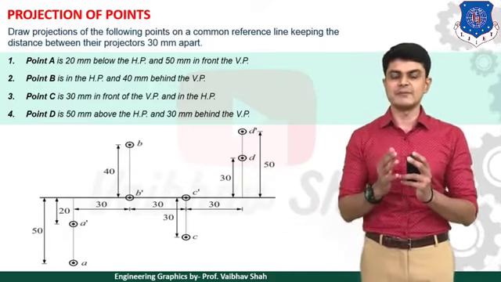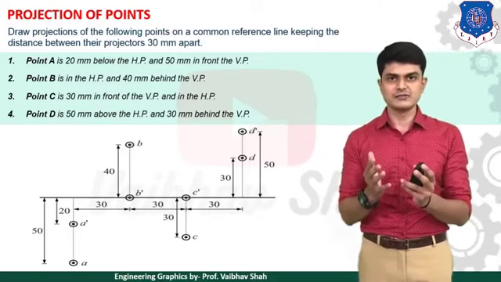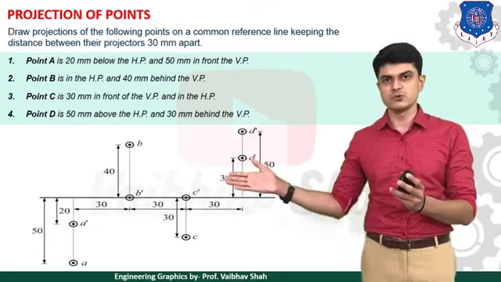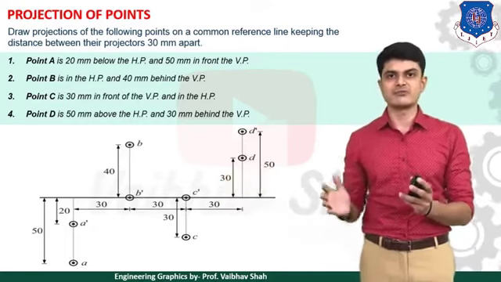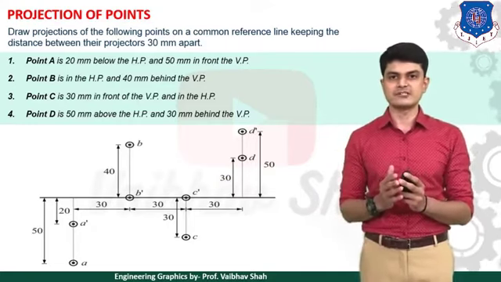Then it is 50 mm in front of VP. So in front means what? Also below the XY line. So your answer would be point A below the XY line, but here 50 mm below. So we need to draw point A 50 mm below the XY line. So we are ready with A dash and A, both on one side of your XY line.